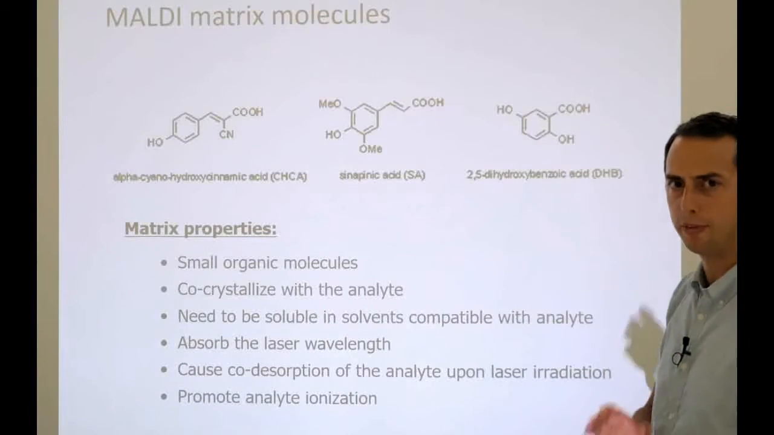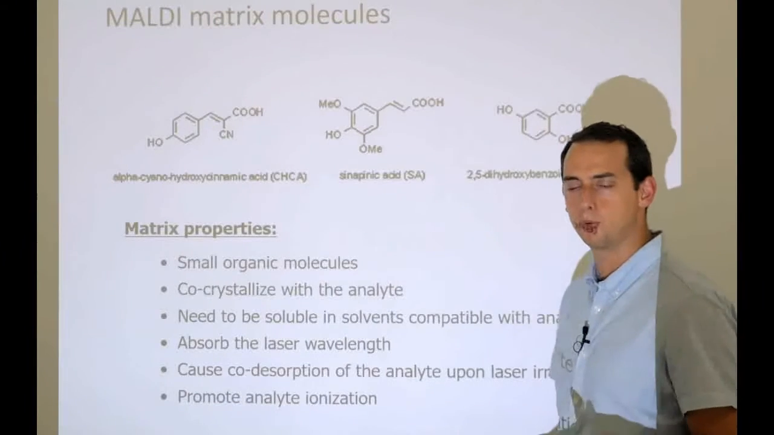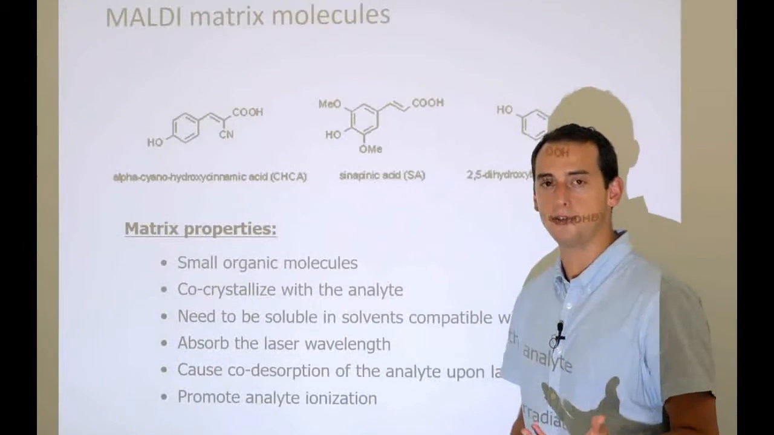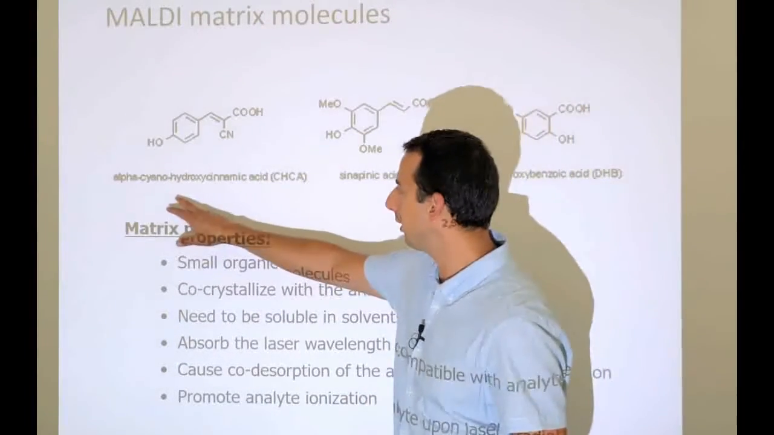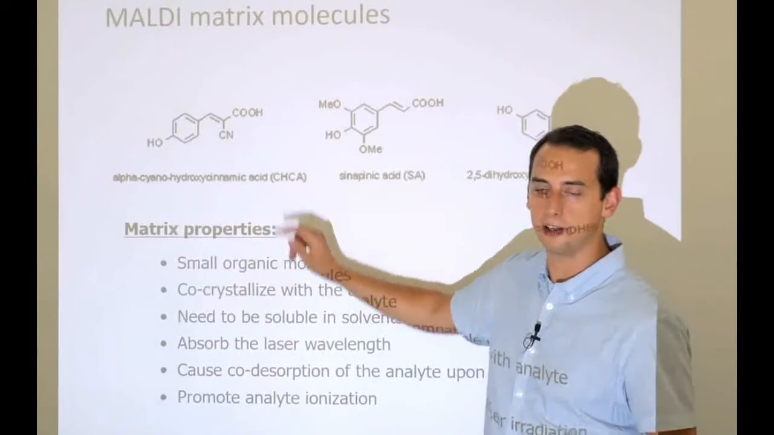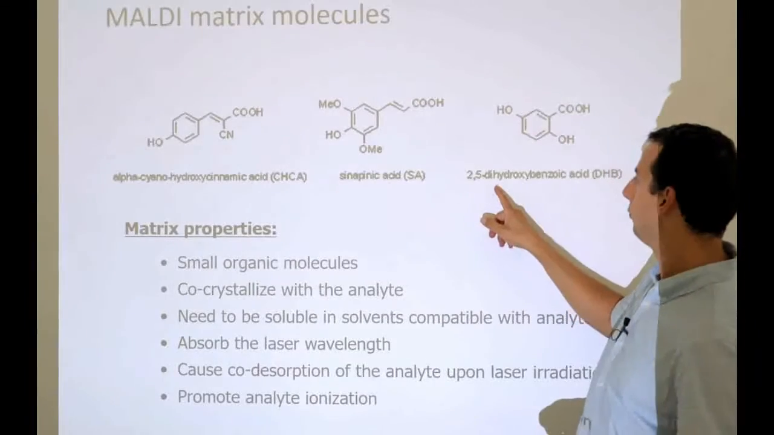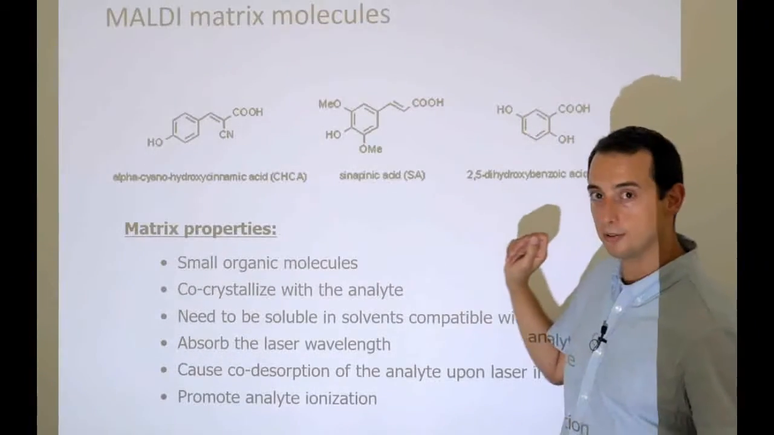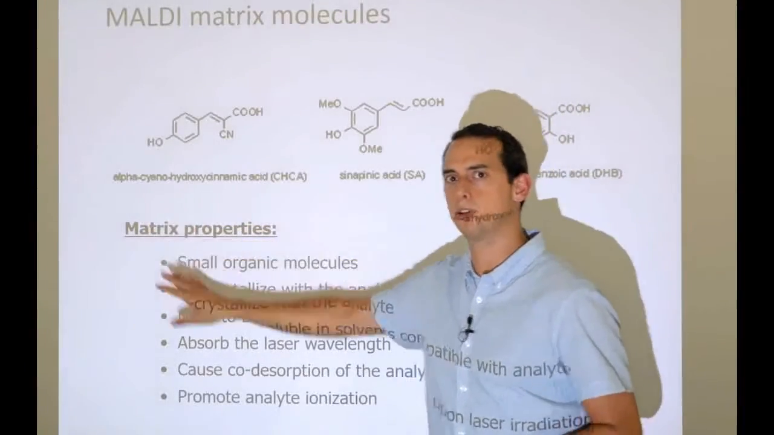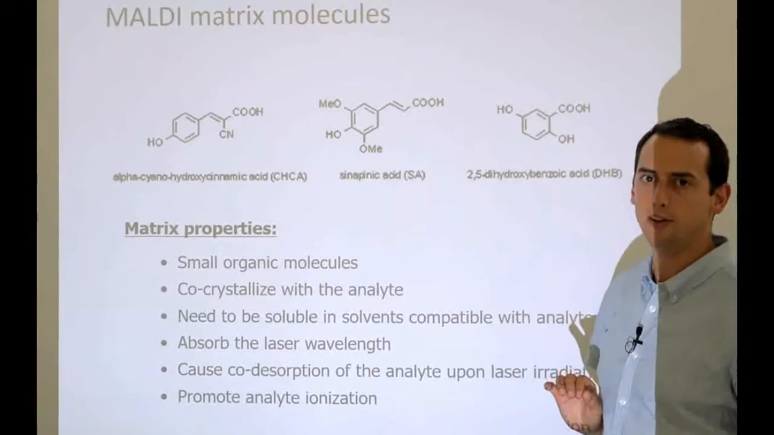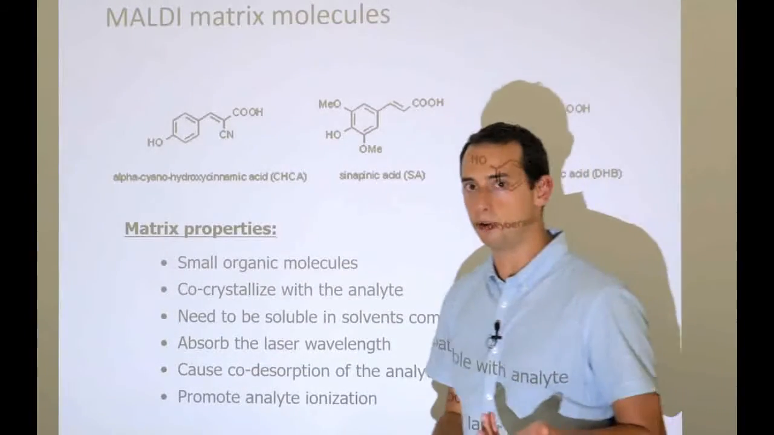Let's talk a little bit more about the matrix because it's interesting to see how they are composed. There are three types of matrix molecules that are commonly used in proteomic studies. There are others that are being used in small molecules, but we won't discuss those here. These are alpha-cyanohydroxycinnamic acid, or alpha-cyano for short because it's a pretty long name, sinapinic acid, and then 2,5-dihydroxybenzoic acid, or DHB. It used to be that alpha-cyano was the go-to matrix molecule, but these days, DHB is probably more popular.